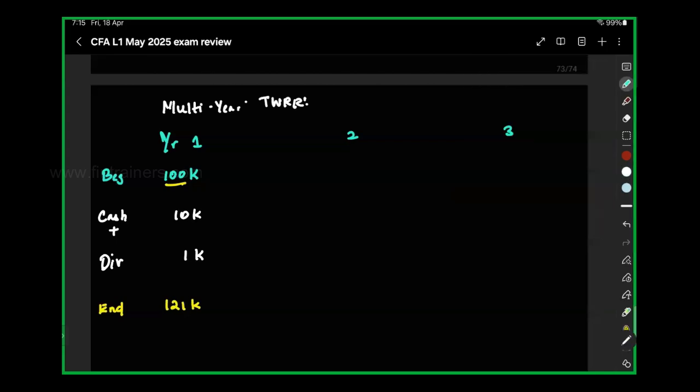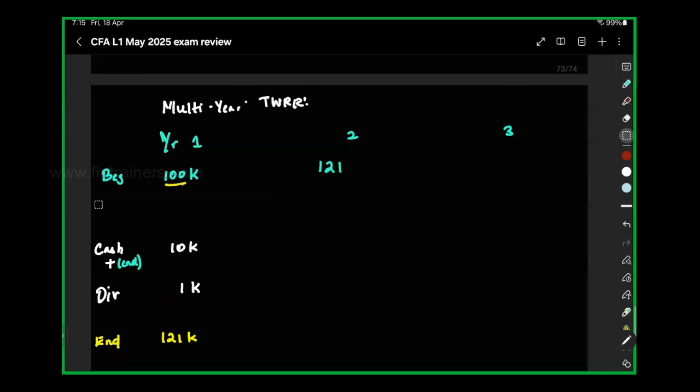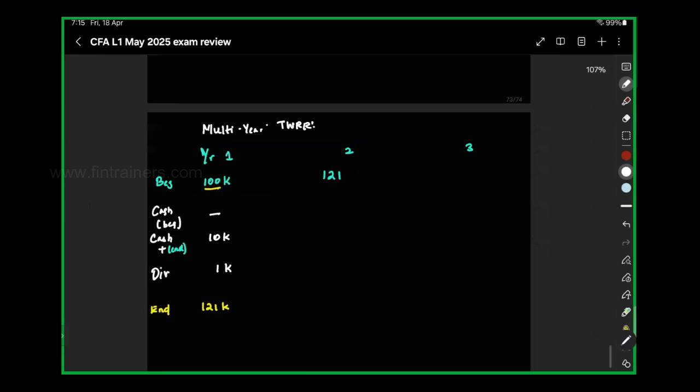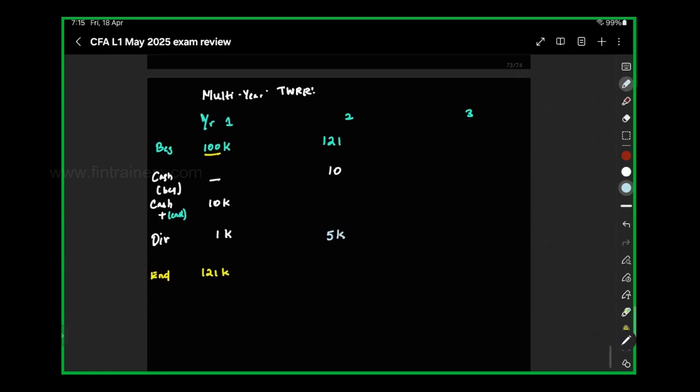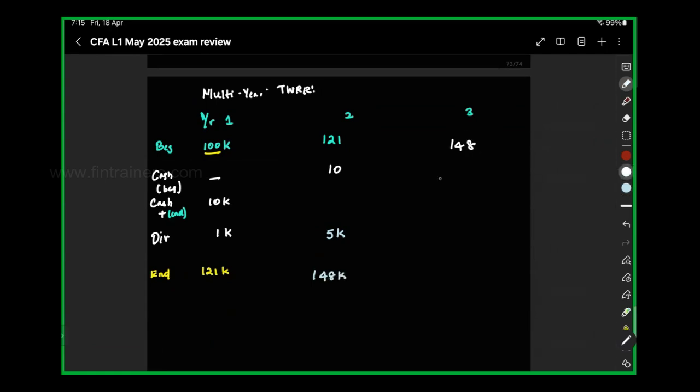Now the year 2, so we will be starting with 121,000, and then we will have one more line item which will say cash at the beginning. So here let's add cash at the beginning itself, 10,000, and let's say the dividend was 5,000, and the ending value here is 148,000. Okay, and then the next year 148, cash 0, dividend 5,000 again, and we ended at 160,000.